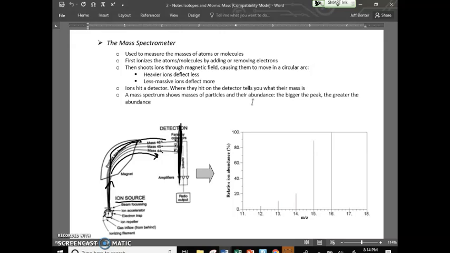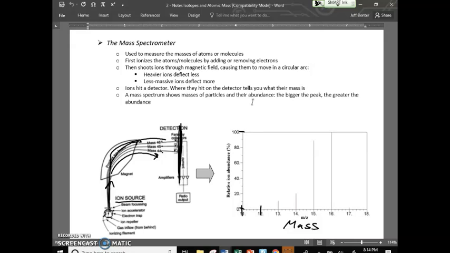Over here in the bottom here we have mass along the horizontal axis. So this has a mass of 11 AMUs, 12 AMUs, 13, and so on. And on the vertical axis is the relative abundance. How common were they? Ranging from 0% up to 100%.